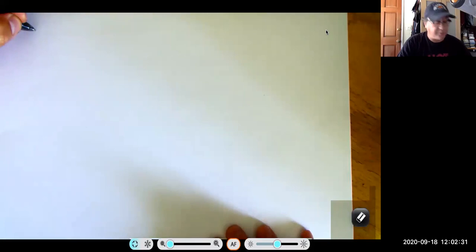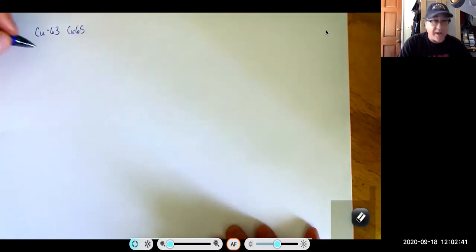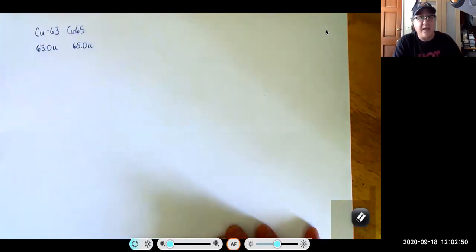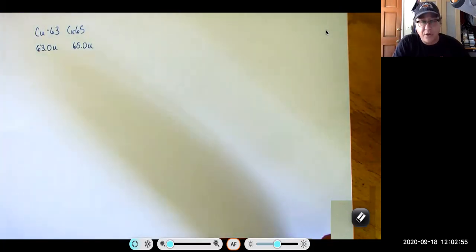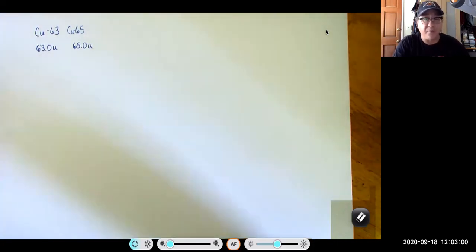Here's the problem. We have two isotopes of copper: copper 63 and copper 65. This one weighs, for all practical purposes, 63.0 U, and this weighs 65.0 U. I know that because this is the mass number, and the mass number is the number of neutrons and protons. Each one of those weighs 1, so 65 of them weighs 65.0. And when I say each one weighs 1, it's 1.00.